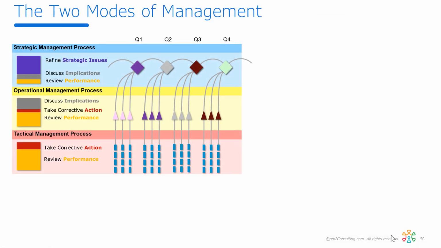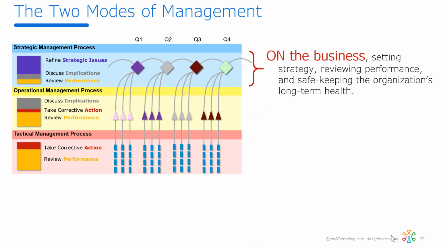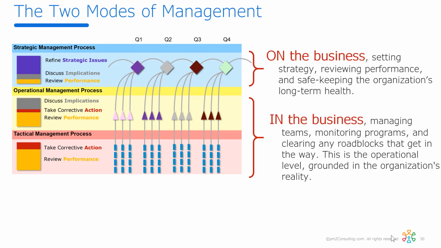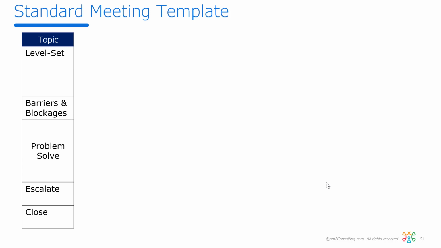Now, as a quick refresher, we have really two types of meetings. We have quarterly meetings, which are working on the business, and weekly, daily, monthly meetings, which are working in the business. So I'm going to first focus on the in the business meetings. So the standard meeting template for in the business looks like this. Basically 5 phases. We level set and understand what's going on, identify the barriers to getting work done, solve problems, escalate where we need to, close the meeting.